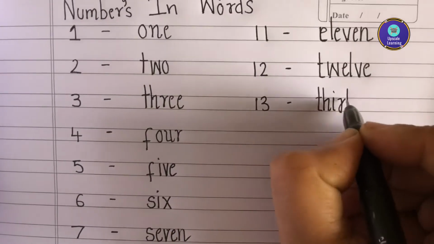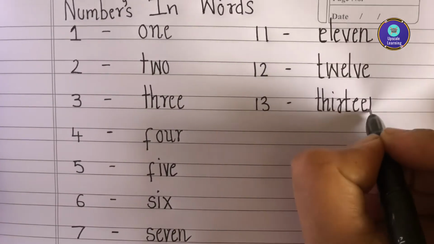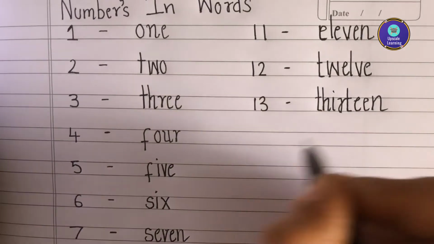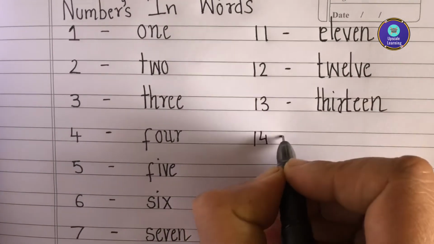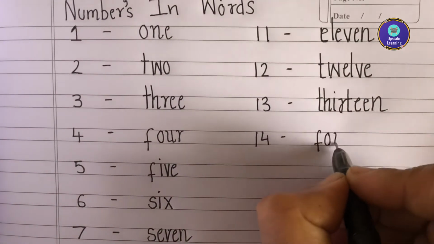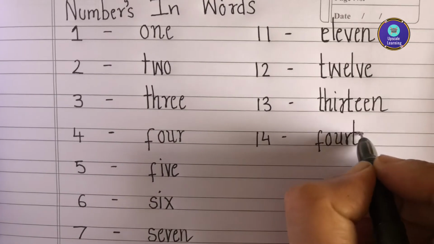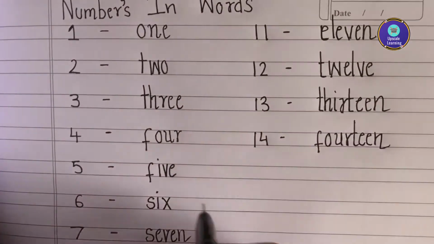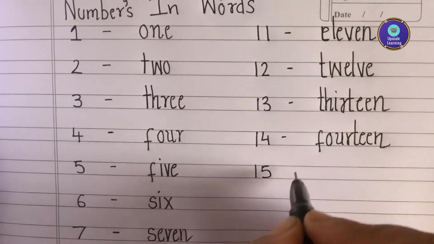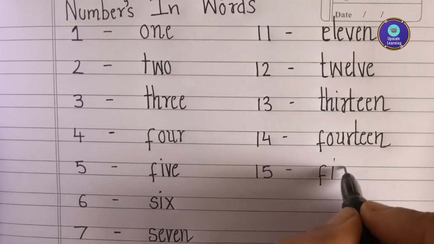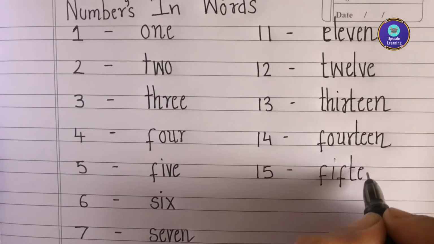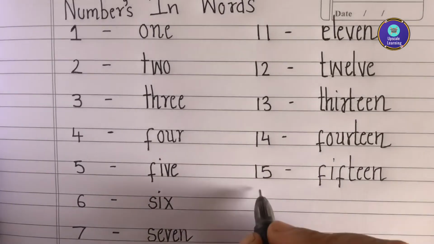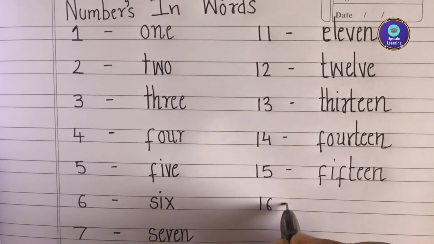T, H, I, R, T, E, E, N, thirteen. 14. F, O, U, R, T, E, E, N, fourteen. 15. F, I, F, T, E, E, N, fifteen.